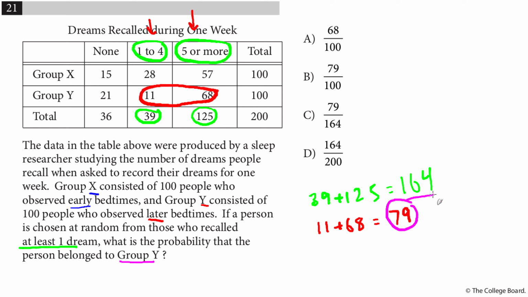Given that we know that we're only looking at the people that have at least one dream, so chosen from the people who recalled at least one dream, my answer should be 79 over 164.